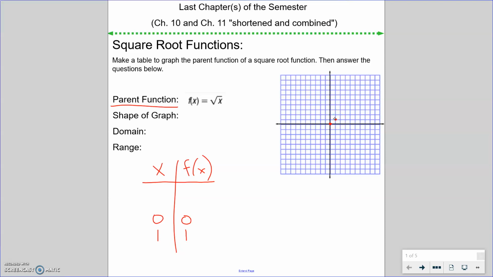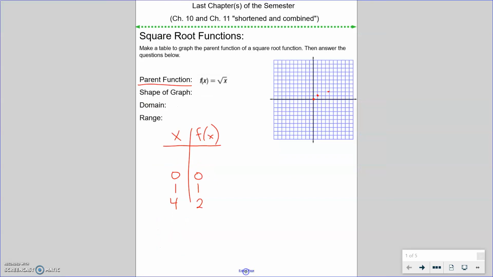I could plug in 2, but here's the problem with 2. Do you know the square root of 2 off the top of your head? Probably not. If you type it in your calculator, it's 1.4, blah, blah, blah. But I'm making the table myself. No one's telling me what numbers to plug in, so why not plug in numbers that are easy? The next number that's easiest to plug in is 4. What's the square root of 4? 2. So (4, 2) is my next dot on my graph. The next one would be 9, right? Square root of 9 is 3.